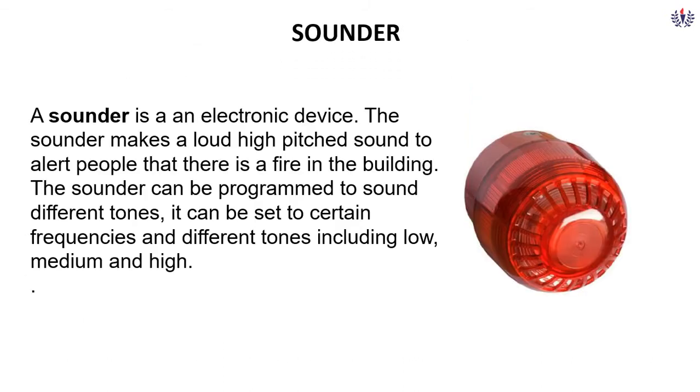The next one we are going to see is the sounder. A sounder is an electronic device which makes a high pitch sound to alert the people in the building. The sounder can be programmed to sound in different tones also. It can be in low frequency, high frequency or medium frequency. So according to our application, we can program the sounder. Apart from the sound, we receive a strobe light also here. So the blinking of the light can be observed in this sounder.